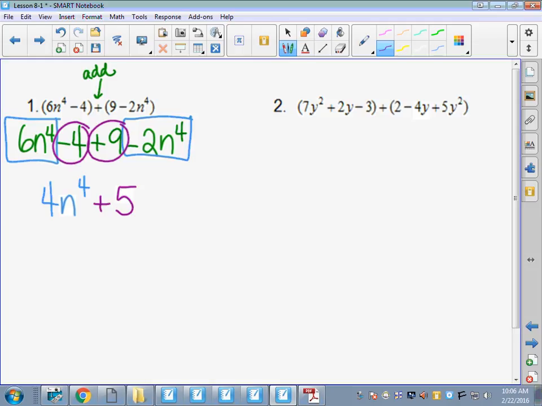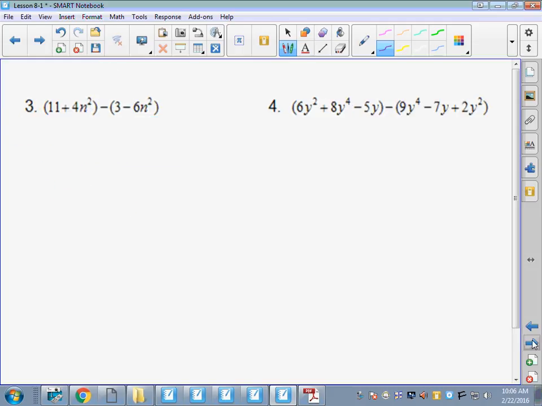I combined 2 pairs of like terms, and I didn't have to worry about that negative for subtracting. Number 3, however, I've got a negative in the middle, right? So look at my 2 sets of parentheses. I've got a subtract in the middle. Subtract tells me to use the distributive property. So in other words, I'm going to put a 1 in there, and I'm going to distribute.